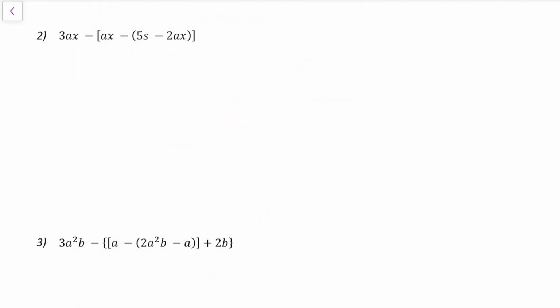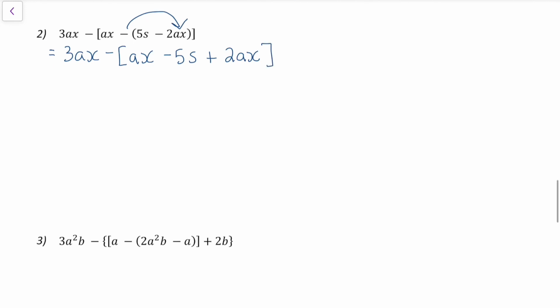Okay, so the first thing I want to do is expand our inner bracket there. So I have 3ax minus ax, and then minus 5s plus 2ax. So my negative times a negative gets me a positive 2ax. And I'm going to do the same thing with the negative one outside of this bracket.